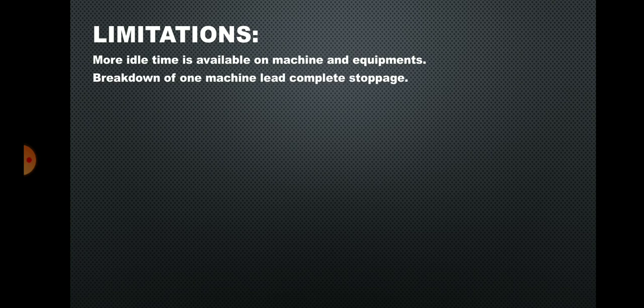Breakdown of one machine can lead to complete stoppage. As we discussed in our example, if bottle capping breaks down, the further process cannot be completed. So breakdown of one machine leads to a complete stoppage. Specialized and strict supervision is needed. Our layout is related to a process and a smooth line flow, so very strict supervision is needed. If there is a breakdown in any one process, the whole layout undergoes a breakdown.